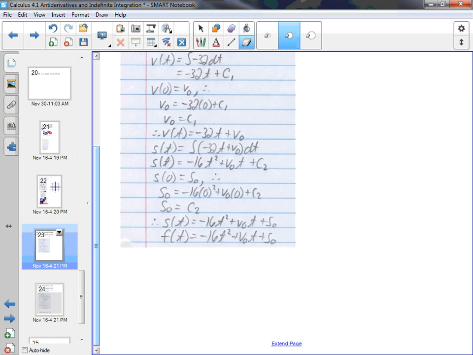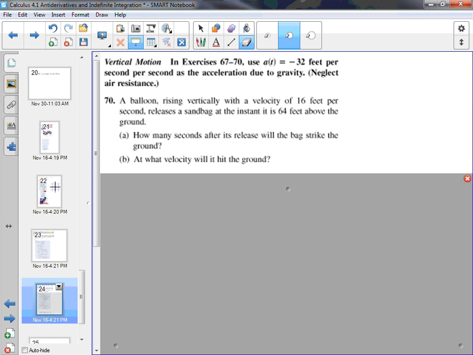All right, number 70. A balloon. Oh, use a of t equals negative 32 feet per second squared again. A balloon rising vertically, velocity of 16 feet per second, releases a bag at the instant it is 64 feet above the ground. How many seconds after its release will the bag strike the ground? And at what velocity will it hit the ground?